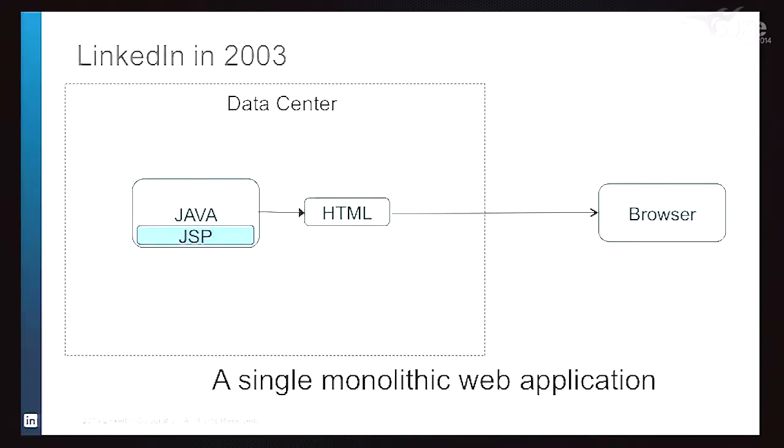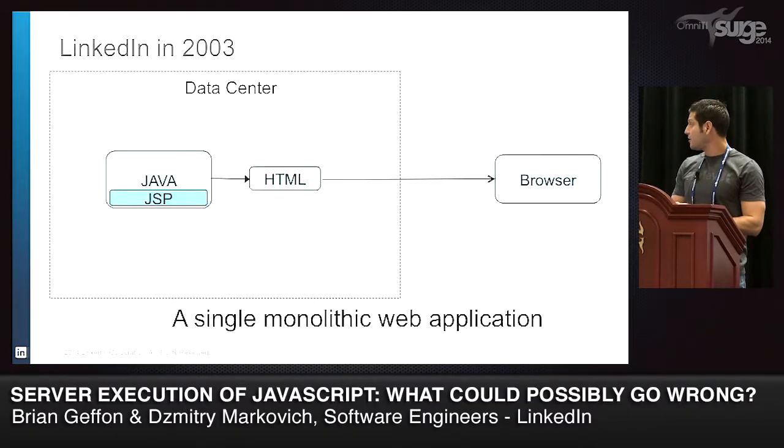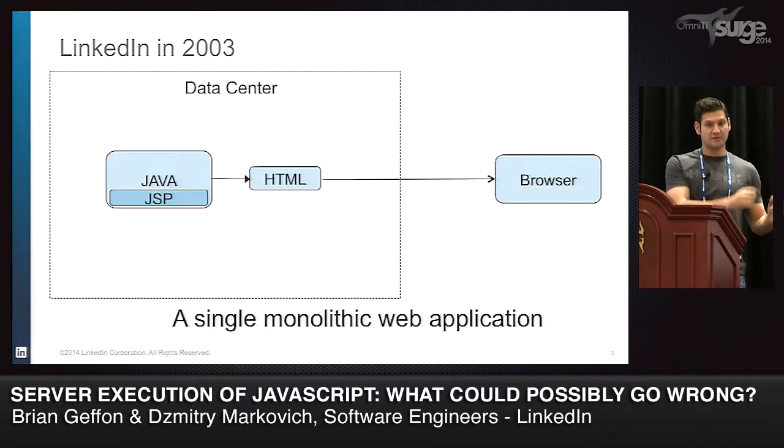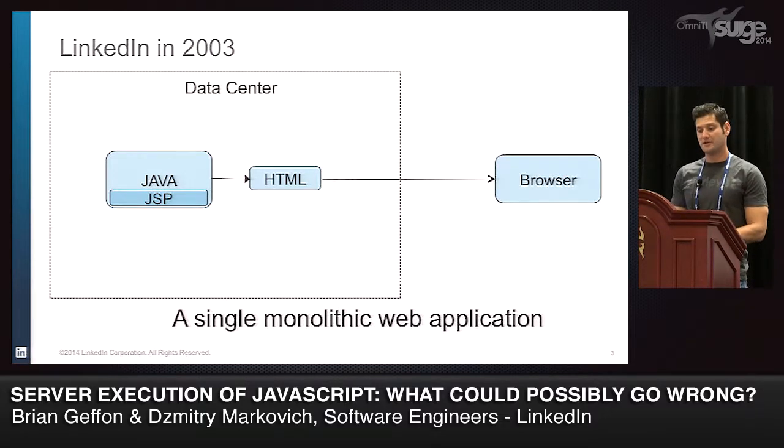So LinkedIn 2003. This should look very familiar to most people. This is your classic web architecture. It's your simple web architecture, I should say. Monolithic, one application framework, one templating framework, output on the server side. You run some Java code, run through a JSP, out comes HTML, client gets HTML. It's the classic, simple, monolithic web application.